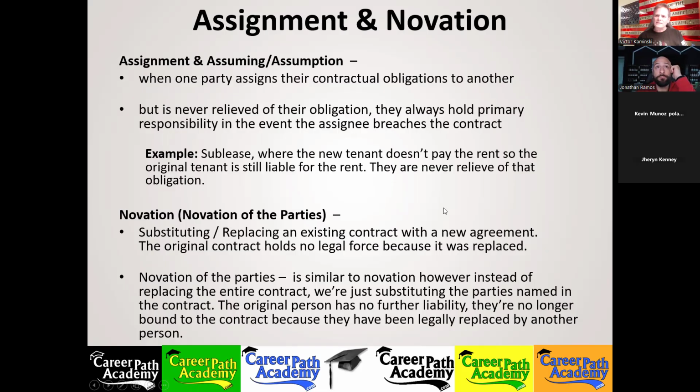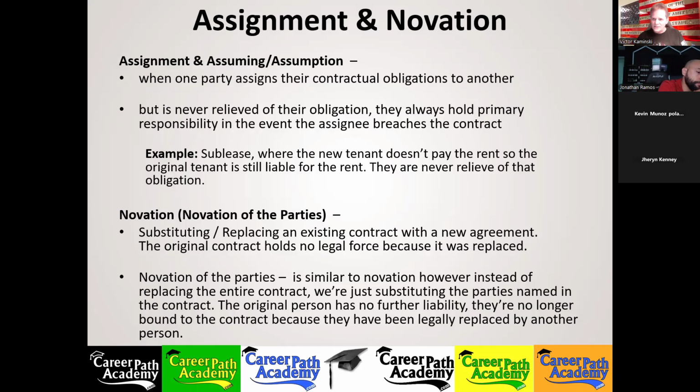So what if you want to be relieved of that obligation? Well, we have something called novation, another term you need to know for the exam. Novation is substituting or replacing an existing contract with a new agreement. The original contract does not hold any legal force anymore because it was replaced with a new one.